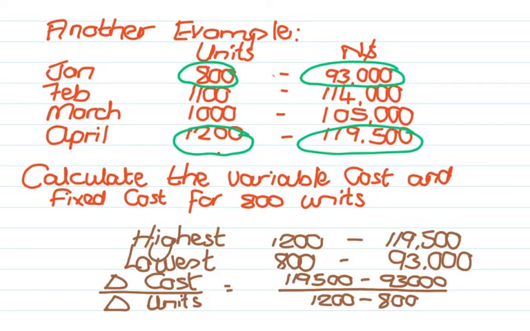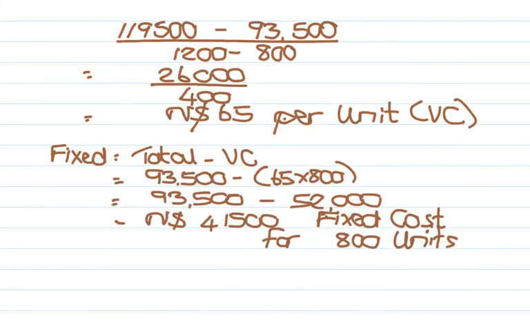All right, so now I take my formula, which is saying the difference between the highest and the lowest of cost. That is 119,500 less 93,500, and then beneath the line is my difference in output. It's my 1,200 less my 800. There we have that one. So if I do this calculation, I will end up with a variable cost of 65 Namibian dollar per unit.